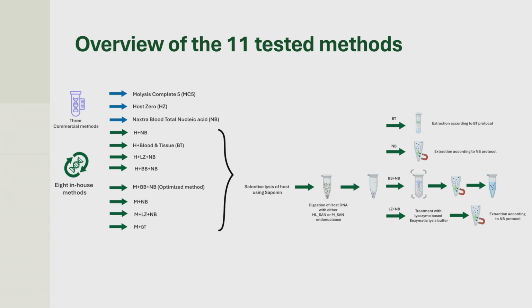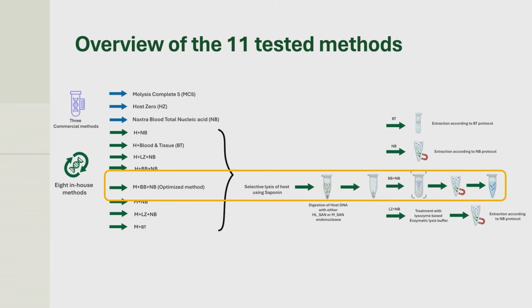So what we did is we tested 11 different methods: 8 which were in-house, and 3 commercially available kits to extract DNA. And the best method that we found was a combination of the M-SAN and some magnetic beads that are produced in Trondheim.